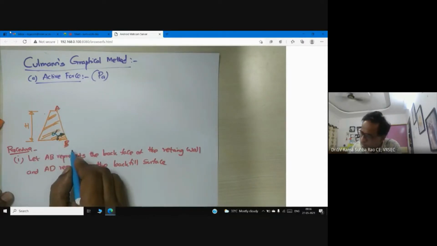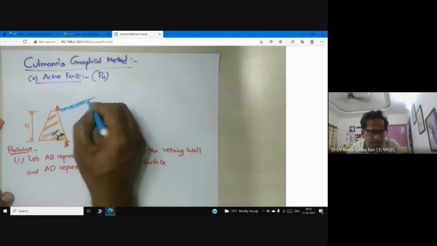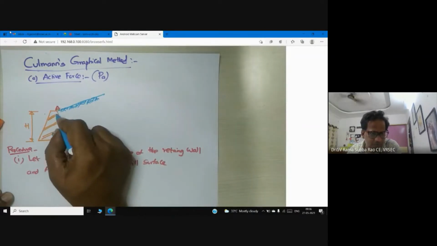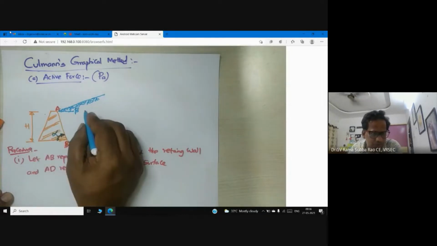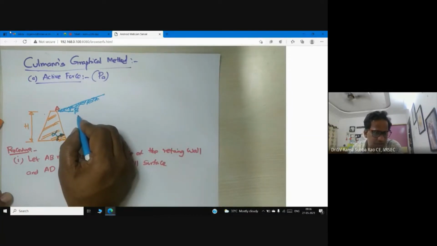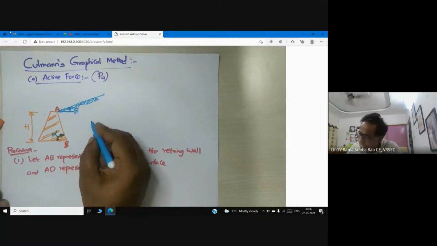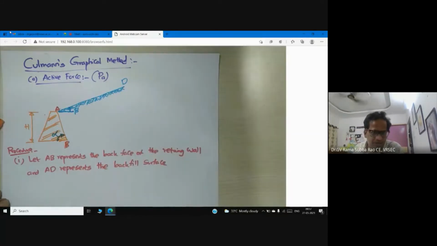Now we have a backfill surface. See the advantage: Culmann's graphical method also originates from Coulomb's theory. Here the ground surface may not be horizontal; it may be inclined. This is the angle of surcharge, beta. We have solved one problem also, where I showed you cos beta into cos beta minus. Beta is the inclination of the backfill surface with the horizontal. There is no dilemma, this is horizontal, and this is beta. Here this is AD, which represents the backfill surface. So I have AB and AD. This is what the first step is saying to us.